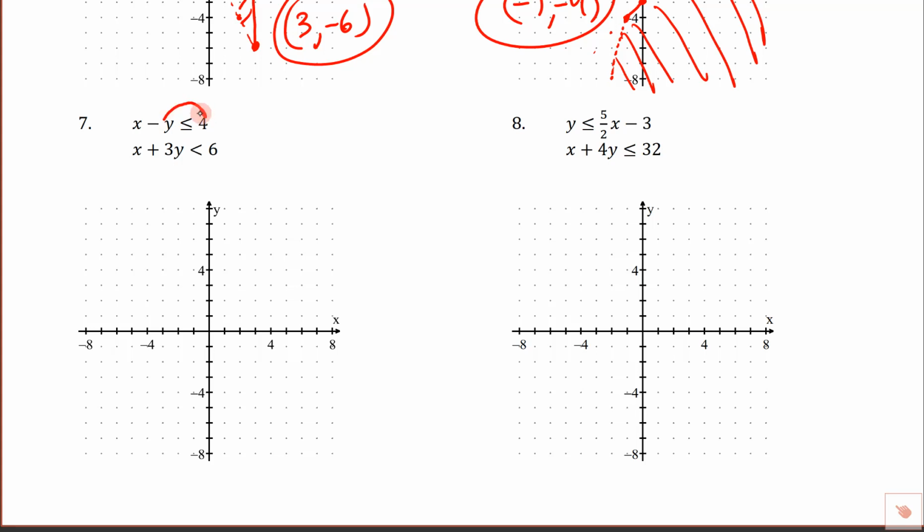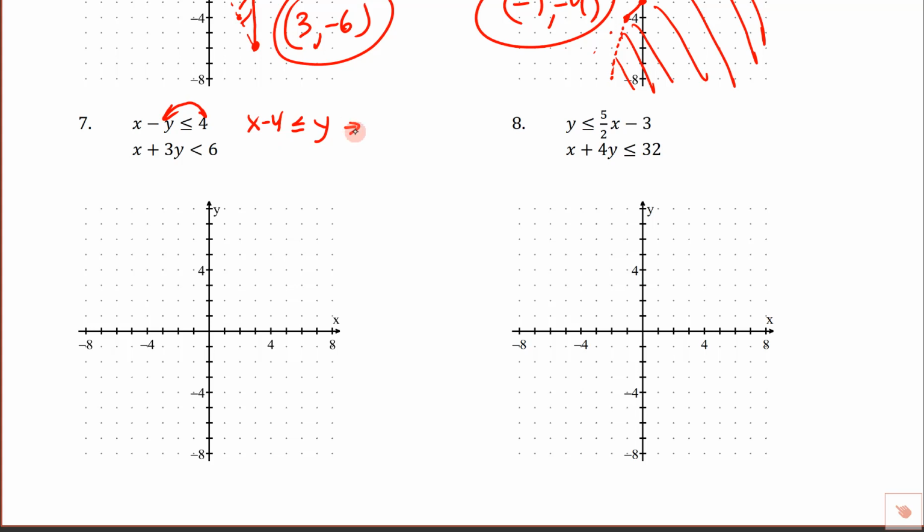So here's what we're going to do. I'm just going to swap places with the two of those. I'm going to move this by adding y, and I'm going to move this by subtracting 4. So here's what we end up with. We end up with x minus 4. And remember, we just added and subtracted, so it's not going to change the direction, so we end up with this. So we end up with y is greater than or equal to x minus 4.